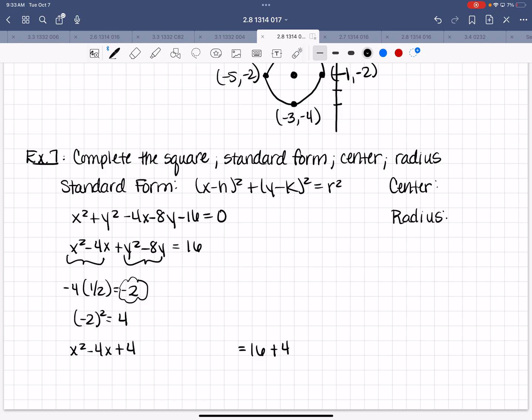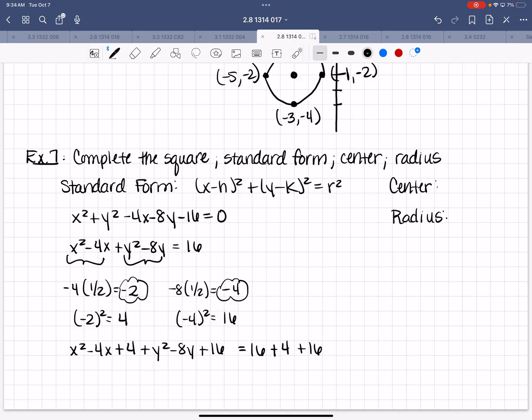Okay. Let's take care of our y friends. -8 times a half gives me -4. Bubble that. -4 squared gives me 16. We're going to add 16 on to the y's. So plus y squared minus 8y plus 16. And then I got to add 16 over there.